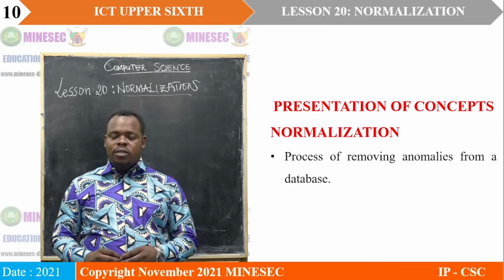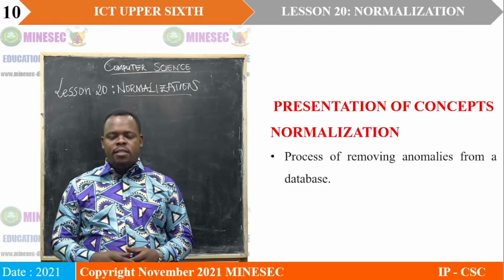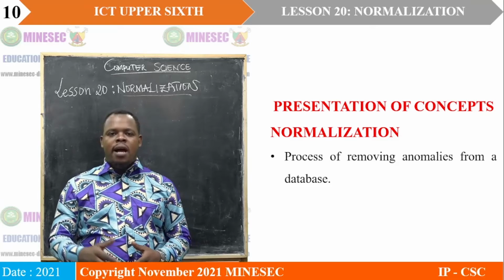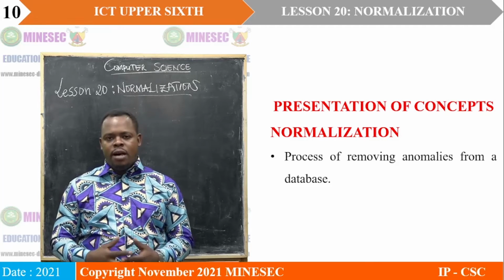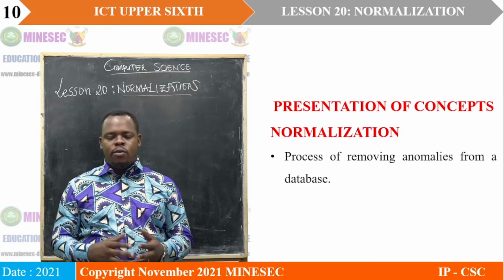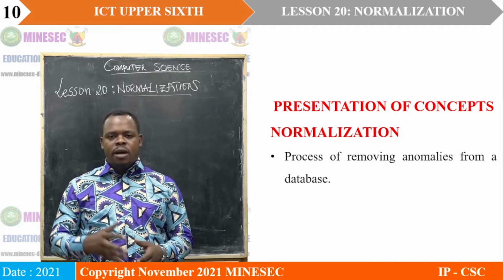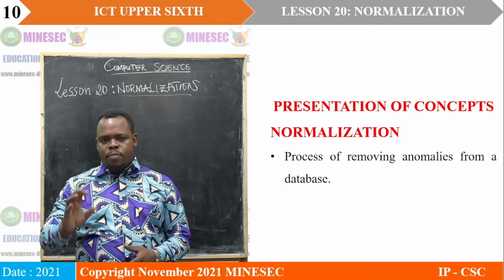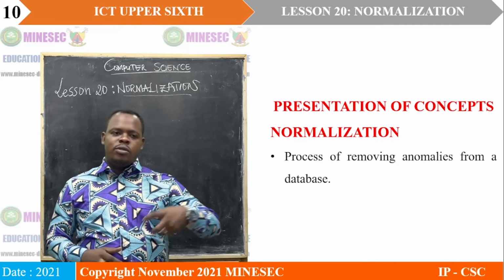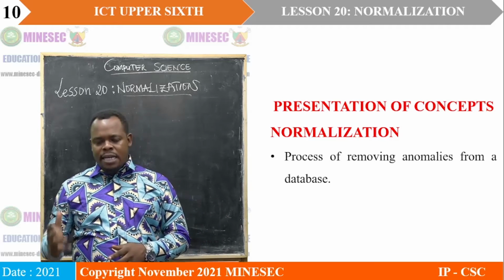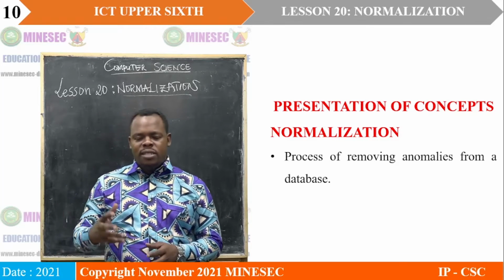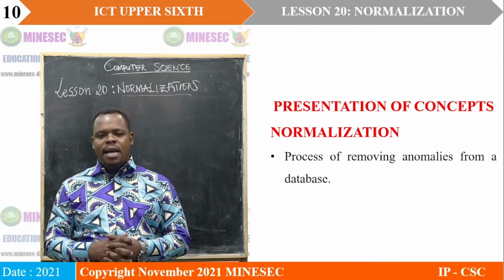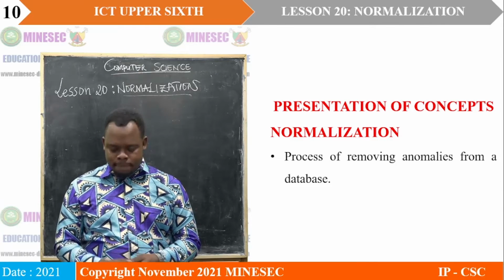Recall that normalization is a process of removing anomalies from a database. And as we saw in the previous lesson, we have three main types of anomalies. We have insertion anomalies, we have deletion anomalies, and we have update anomalies. So the target of normalization is to remove those anomalies from our database and also to reduce data redundancy and improve data integrity, or ensure data integrity.